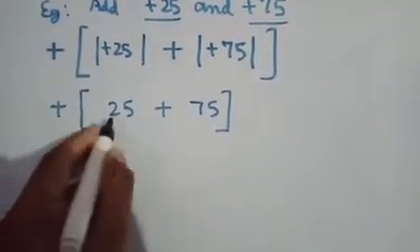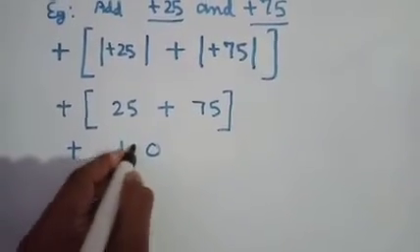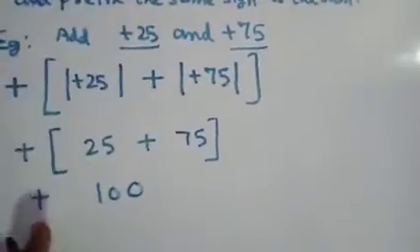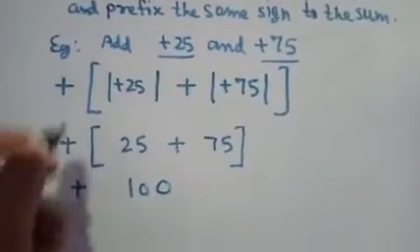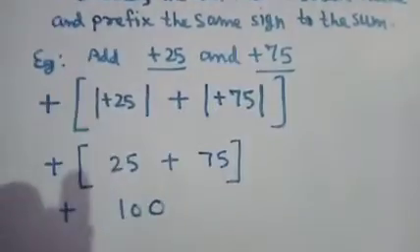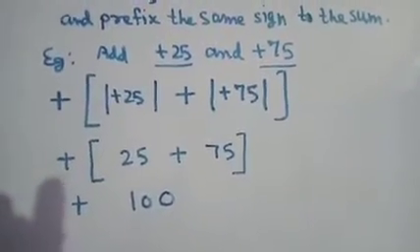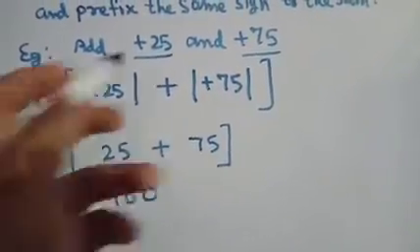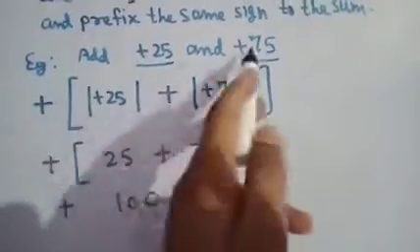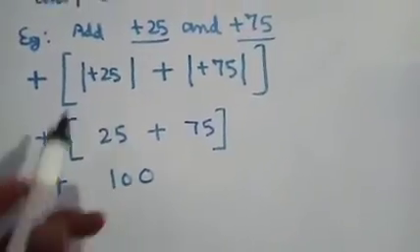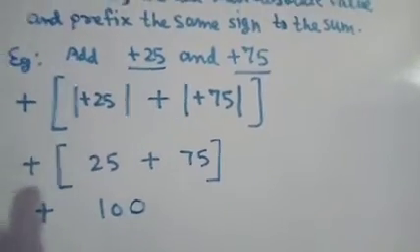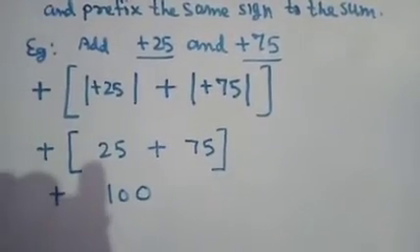Now add, 100, and prefix the same sign of the integers. So student, I hope you will understand. This is the square bracket and the sign of prefix. If integers are positive, we put a plus sign. If integers are negative, we put a negative sign. Look here, another example.